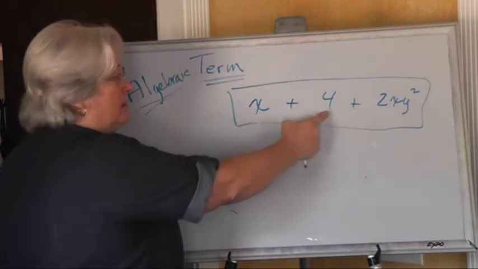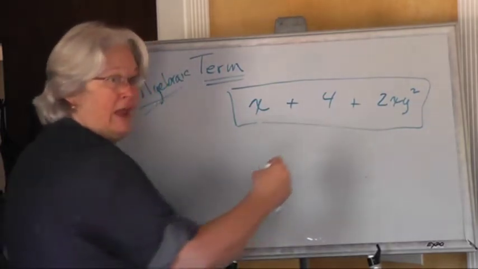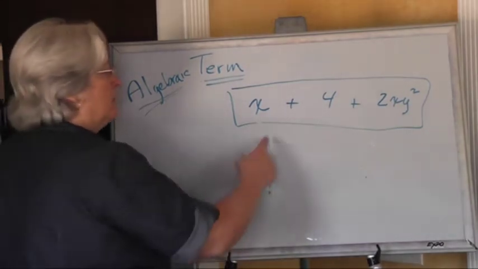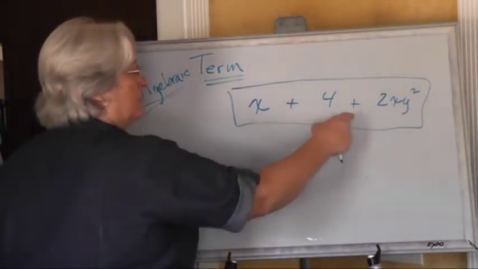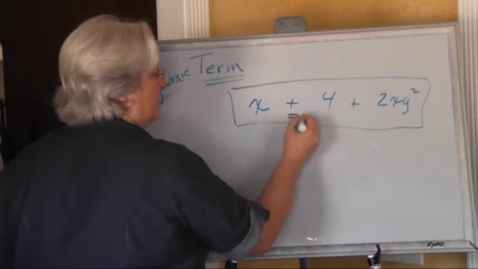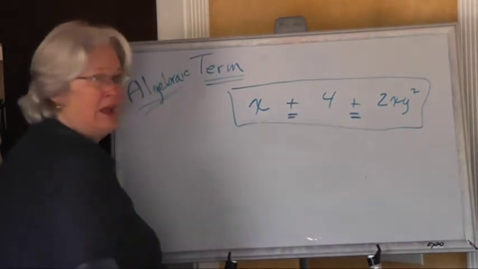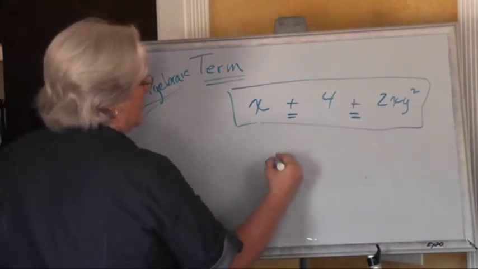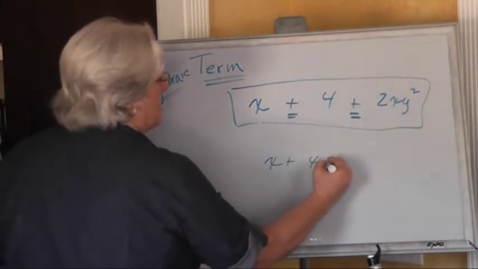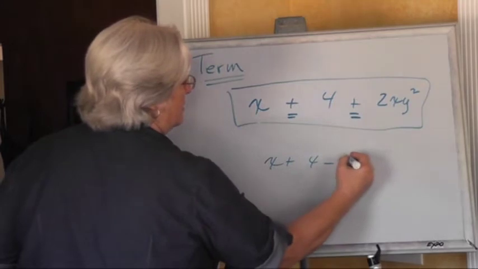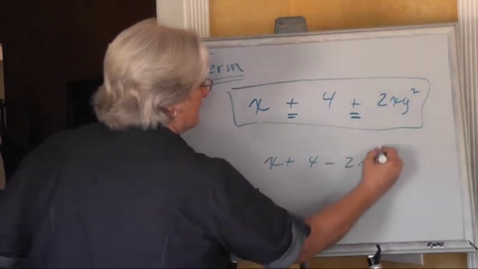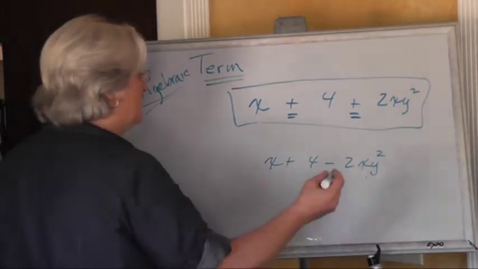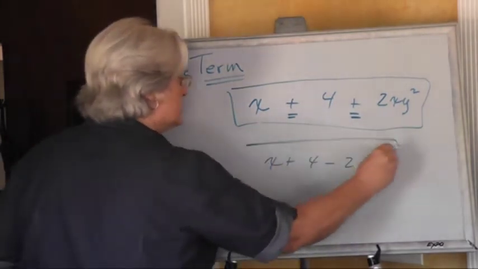We have the term x, the term 4, and the term 2xy squared, and we're adding them together. x plus 4 plus 2xy squared. They're terms because they're added together. Well, what would happen if we had x plus 4 minus 2xy squared? Would that still be a polynomial? Yes, it would.